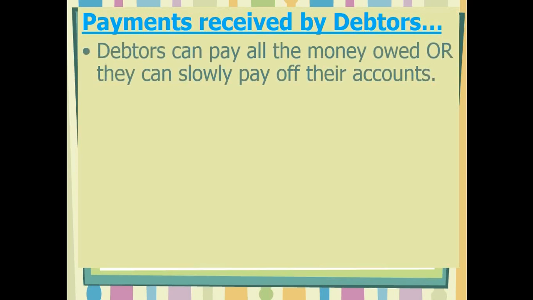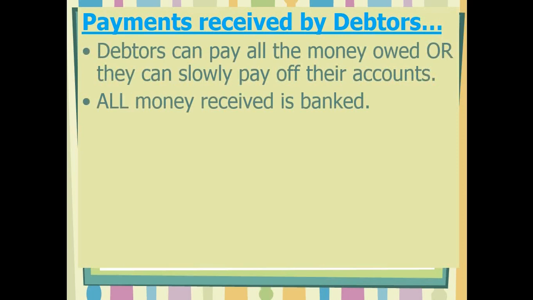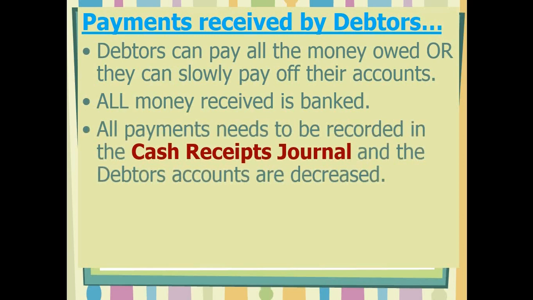So what happens at the end of the month? We surely want our debtors to pay us back. We don't want them to walk around with all our goods and we haven't got our money yet. So at the end of the month, they will start paying off their accounts. So now we will be receiving money from them. All this money goes into the bank, and we enter all money received into our cash receipts journal.